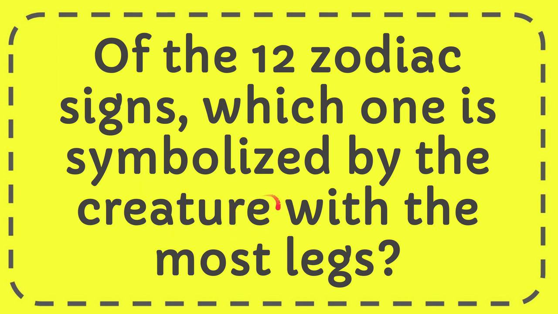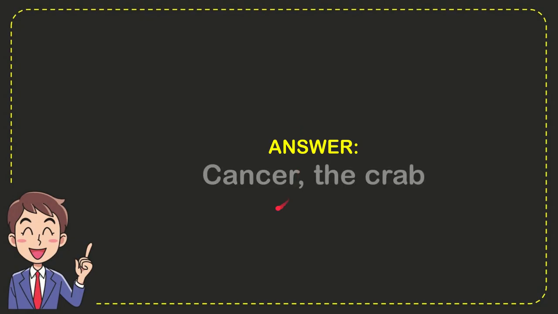In this video, I'm going to give you the answer to this question. The question is, of the 12 zodiac signs, which one is symbolized by the creature with the most legs? Well, the correct answer to this question is Cancer, the crab. So that is the answer to the question.